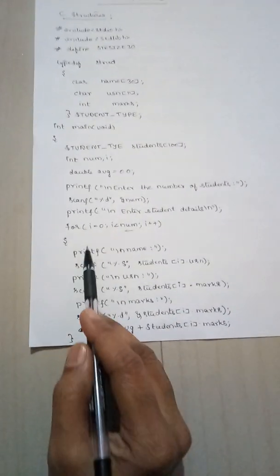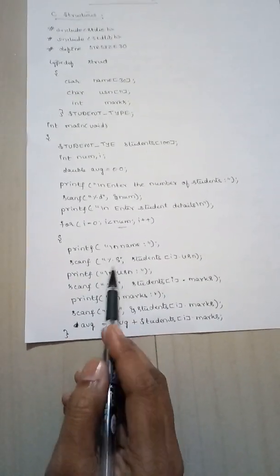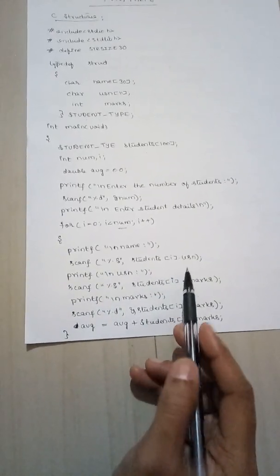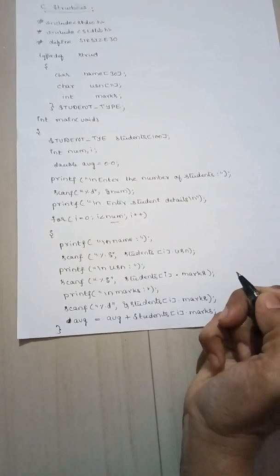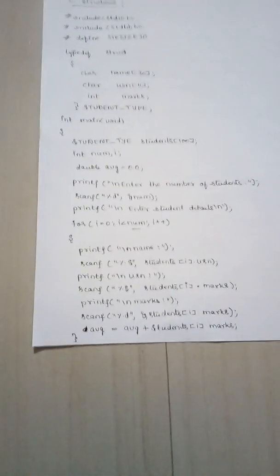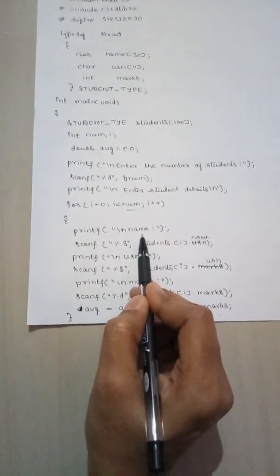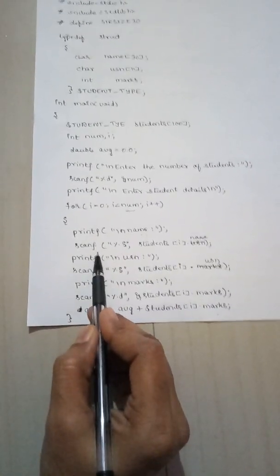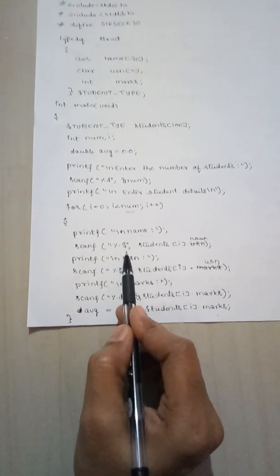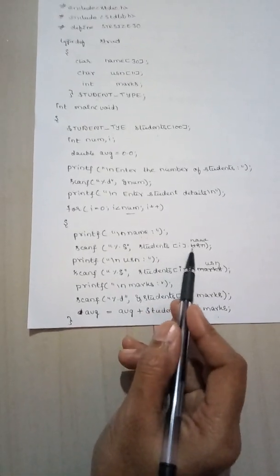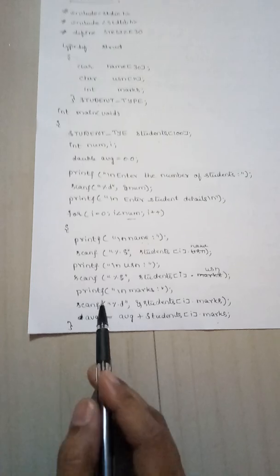Now we are entering the details. Printf name of the student, percentage s, student of i. Printf name, enter the name. We have to enter the name by seeing this statement and it is accepted by this scanf statement. Percentage s, for strings we use percentage s, no ampersand, student i dot name. Then printf USN like this and marks.